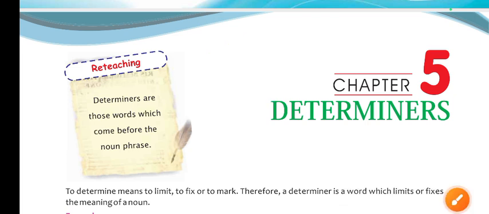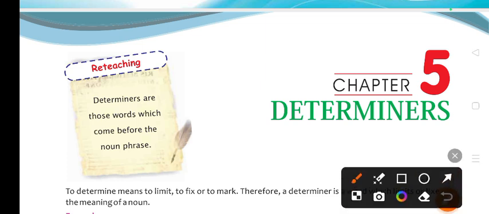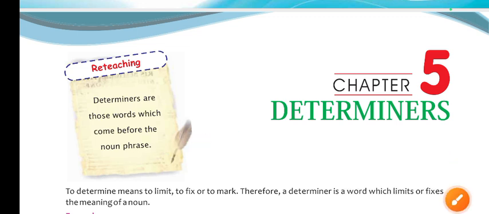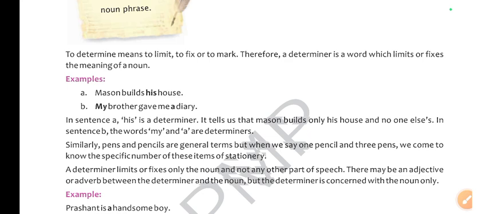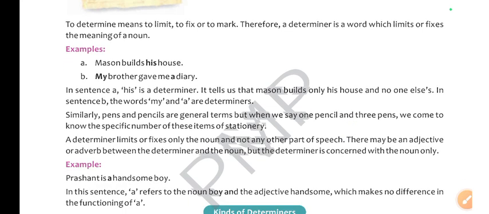What is a determiner? Determiners are those words which come before the noun phrase. Understood? Or, in simple words, you can say a word that comes before a noun to show how the thing is being used. To determine means to limit or to fix or to mark. Therefore, a determiner is a word which limits or fixes the meaning of a noun. Or you could say that it tells the noun that is about to come.